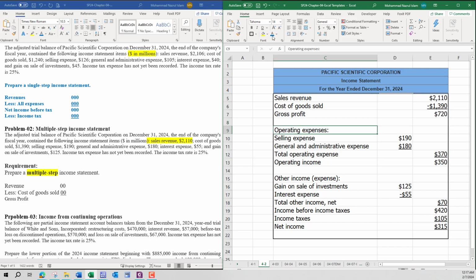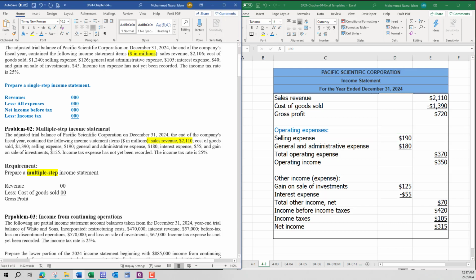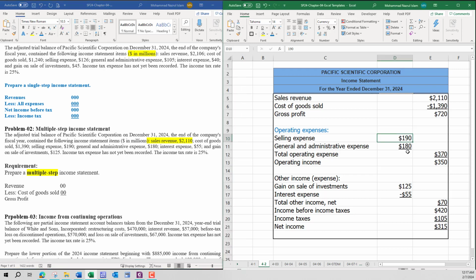Then we have operating expenses: selling expense 190, general and administrative expense 180. The sum of these two is our total operating expense. This is actually our sum function, where we have used the sum of these two. And the operating income is equal to gross profit minus the total operating expense. So this is the operating income.